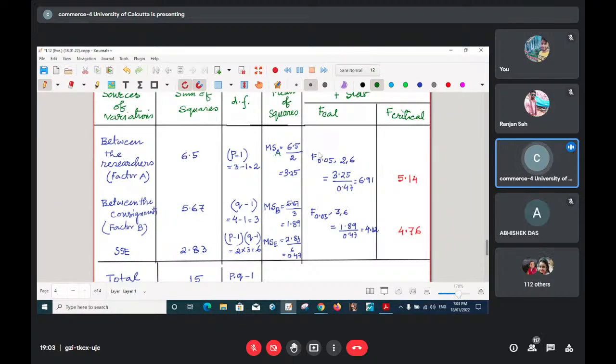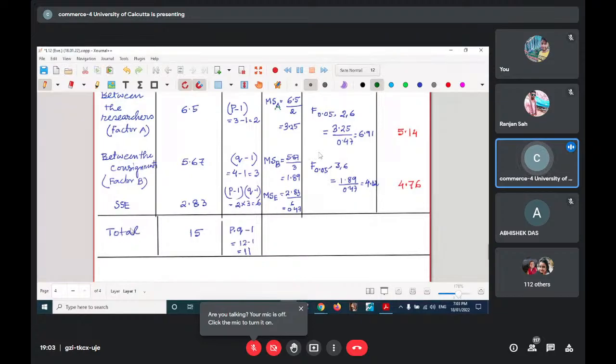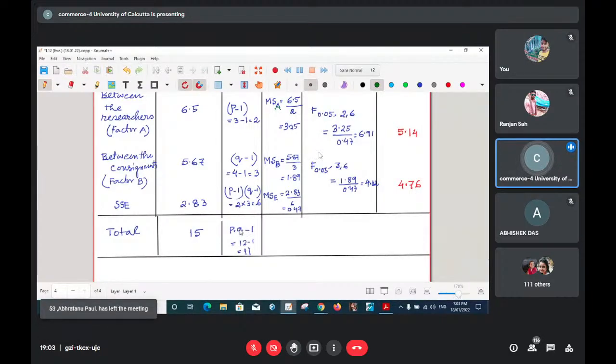Now next, I require the total. Total is actually the total sum of squares. Total sum of squares I got 15. What is the degrees of freedom? Total is rows into columns. 3 rows are there, 4 columns are there. So for total, there will be loss of 1 degree of freedom. So 12 minus 1, this will be 11.